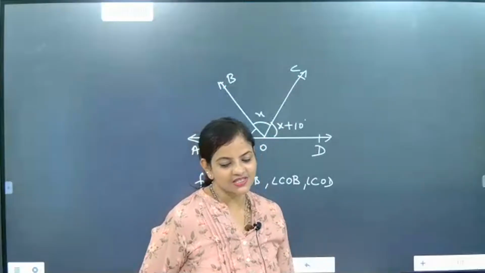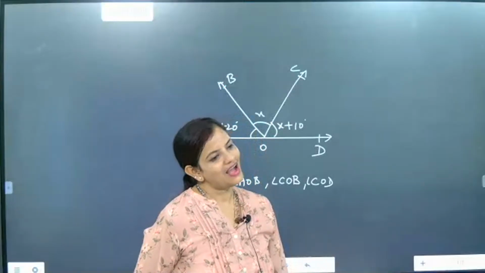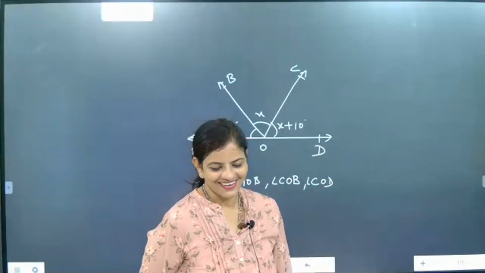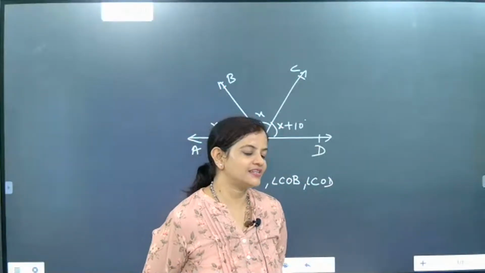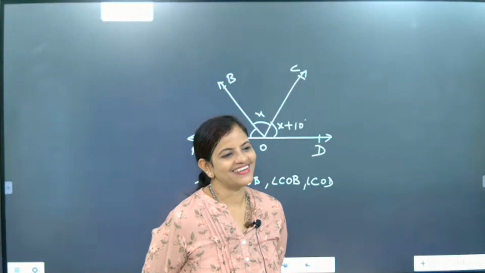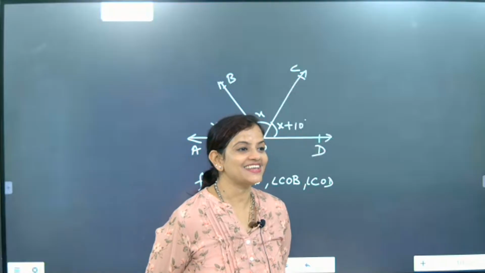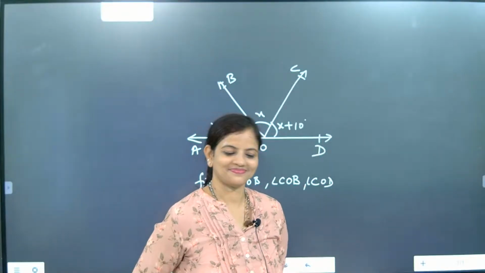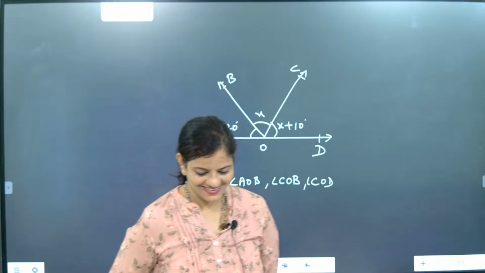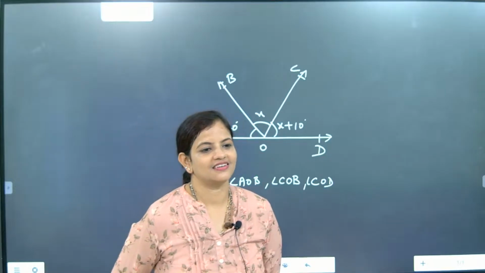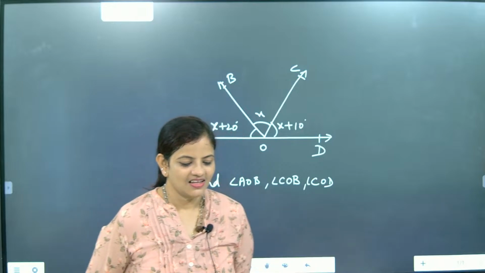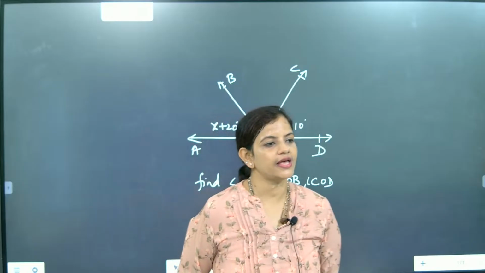Vishwajit, good evening. 40, 50, 70. Now if you add it, it is coming 180 degree. Say again. 40, 60, 70. Good evening, Vishwajit. Hey, say.